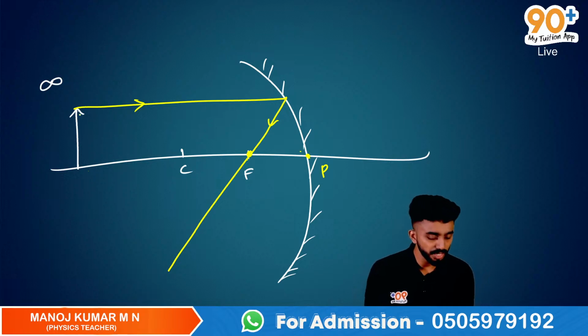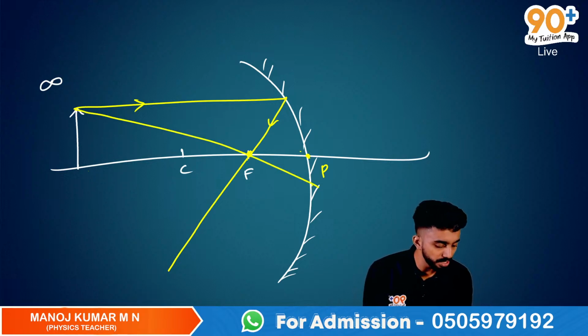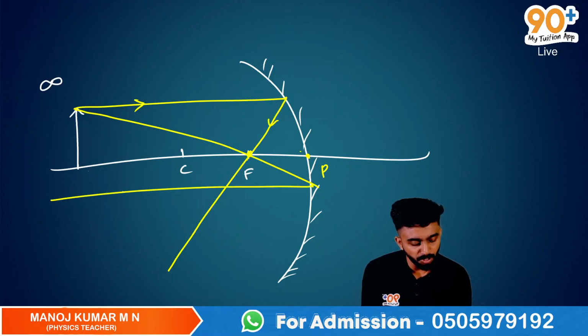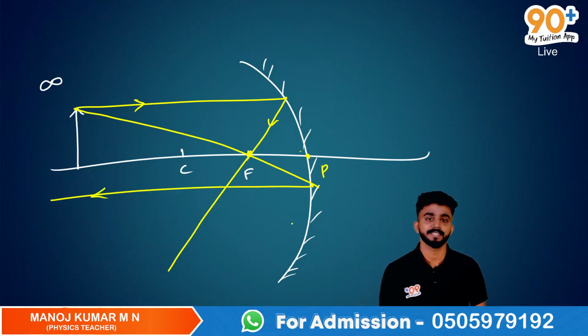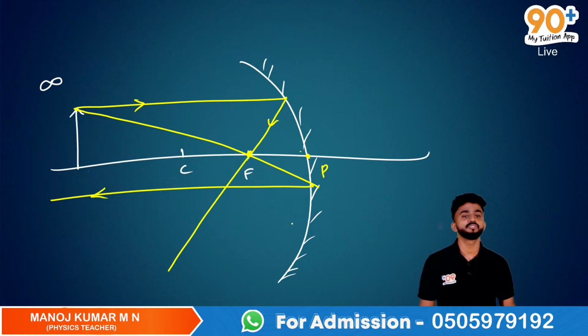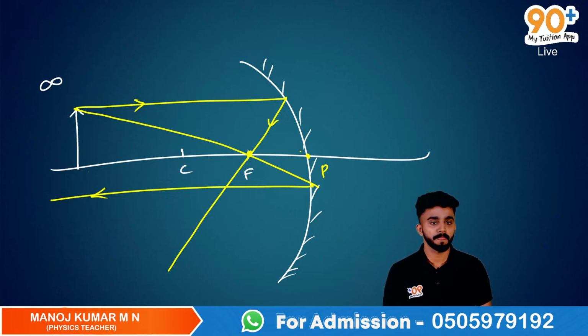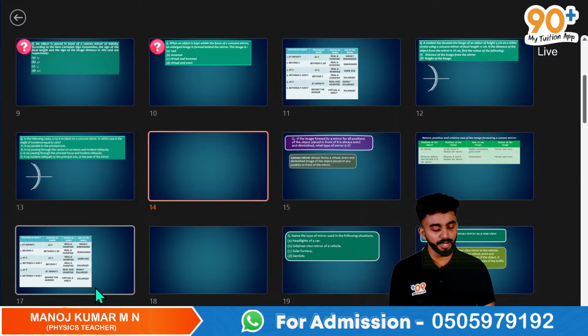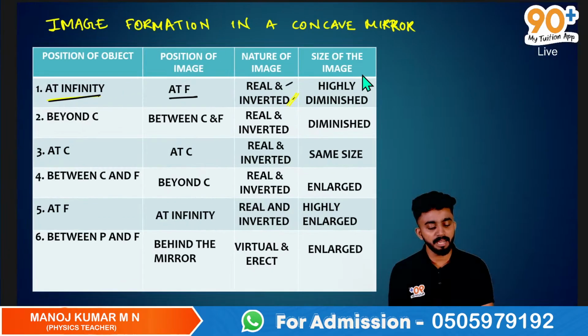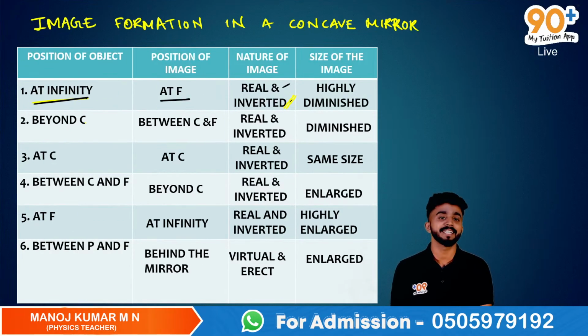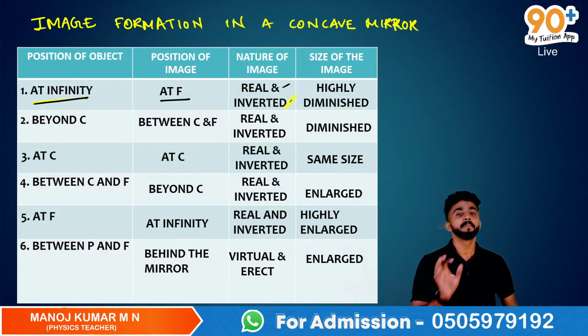If you are considering a ray passing through the principal focus, what will happen after reflection? It will pass parallel to the principal axis. Got it? If you are considering a ray which is incident on the pole, after reflection, it will go obliquely, making the same angle. Got it? So make sure you remember it. So in the case of concave mirror, if the object is at infinity, the image will be formed at principal focus.